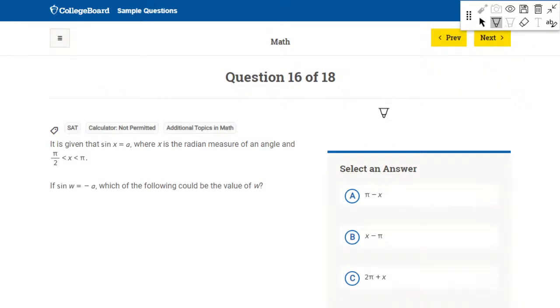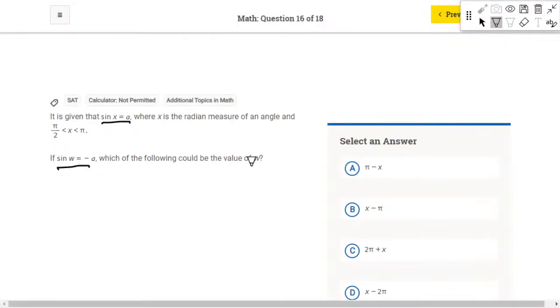16. Oh, this is a very interesting question actually. It's given that sine x equals a, where x is the radian measure of an angle between pi over 2 and pi. What is w if sine w is minus a, which of the following values is w? So guys, I see that they didn't change the name of the function.